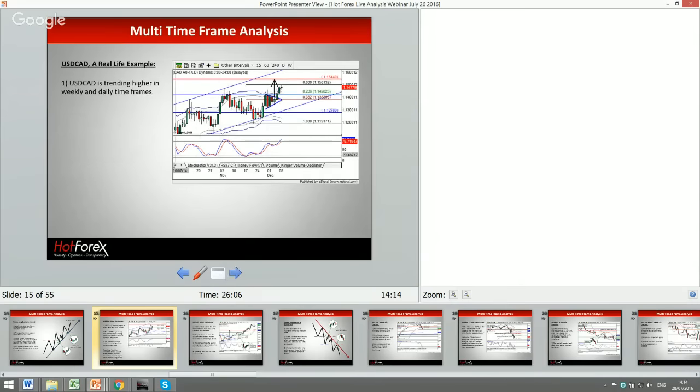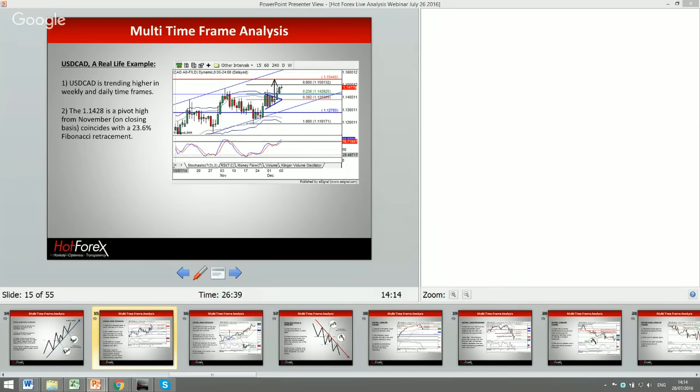Okay, so this is just a real life example taken from way back. It's 2014 when we put this together. Here we have the dollar CAD in a strong uptrend on the daily and weekly time frames. This covers a 6-7 week period from the end of October through to the beginning of December. We've identified a strong uptrend, and we have a pivot high here at 114.28.